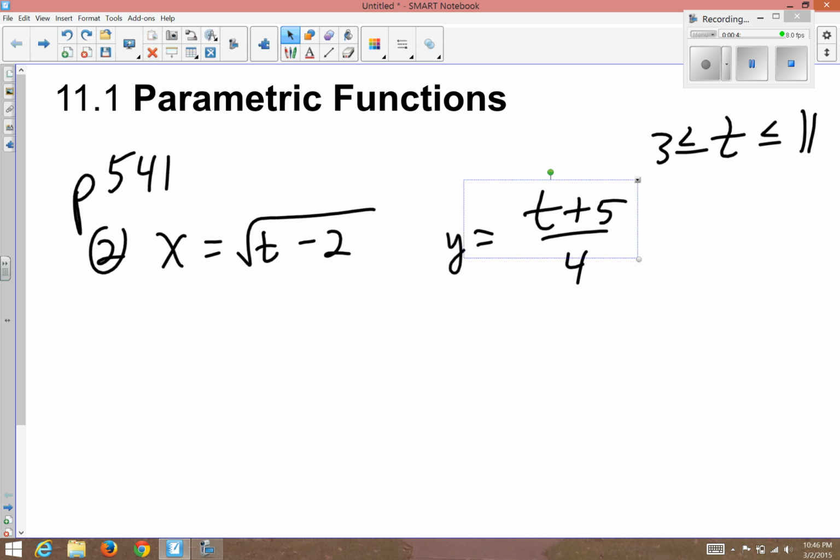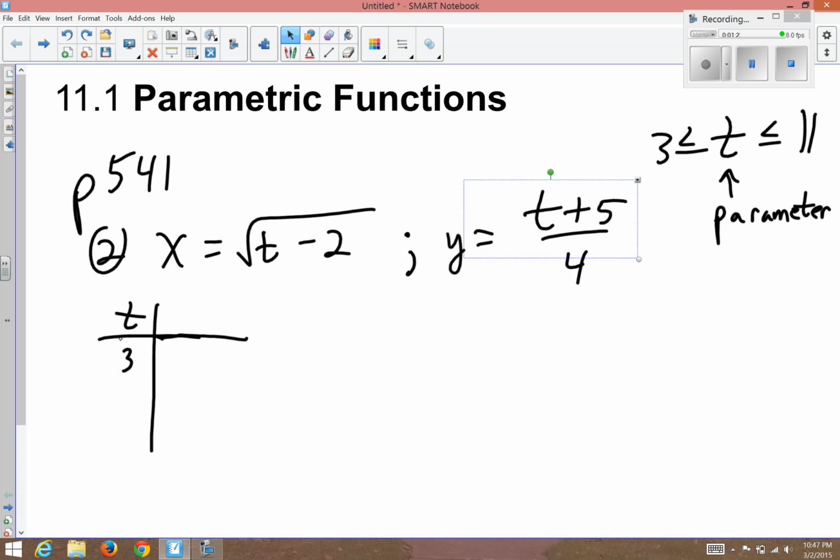What we mean by parametric functions is like this. x is a function of t, and y is also a function of t. It says to sketch the parametric functions; t is called the parameter. We need three columns, starting with the t column, t values. The t will start at 3 and go to 11.